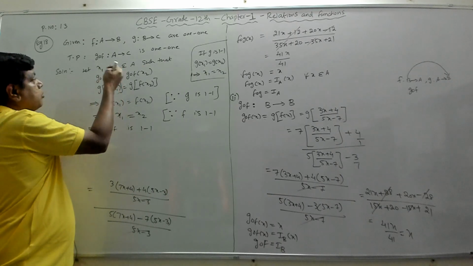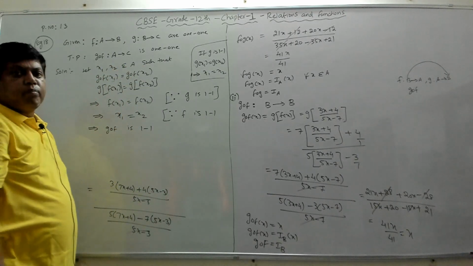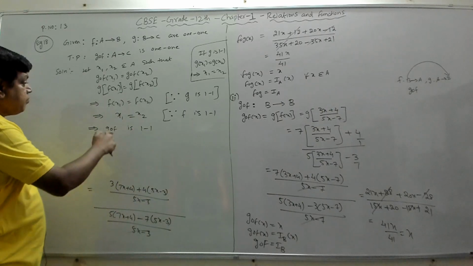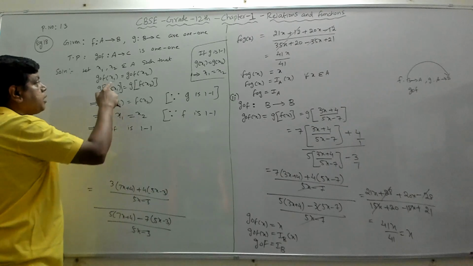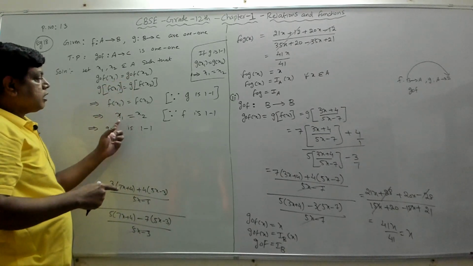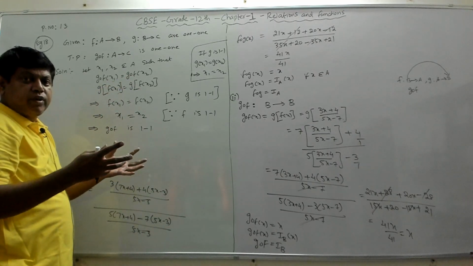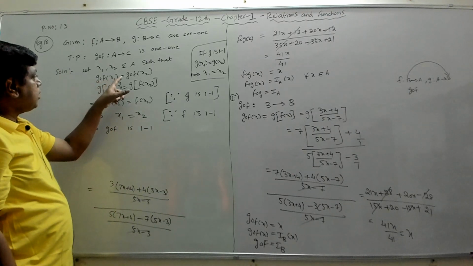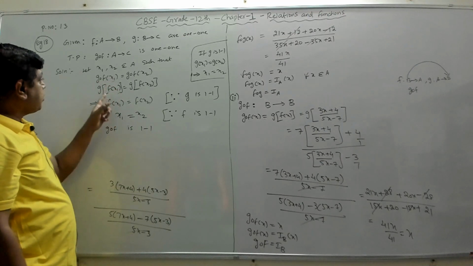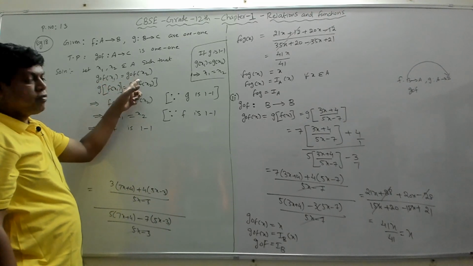The two elements that we took from A are not different, they are one and the same. If x1 is not equal to x2, then it will become not 1 to 1, which means the images are same, but the elements are different. If x1 is not equal to x2, which means two different elements, their images are same. The image of x1 is g of f of x1, and the image of x2 is g of f of x2.